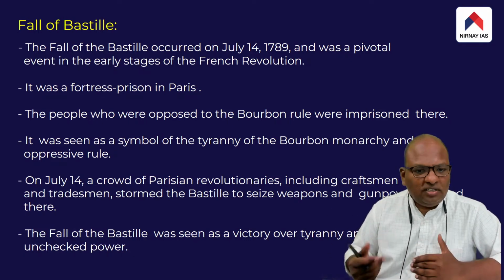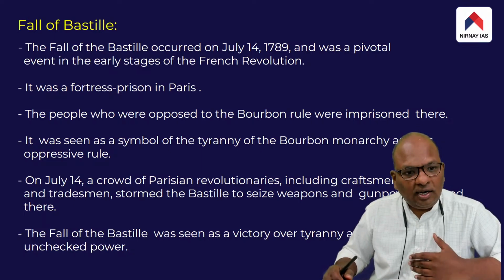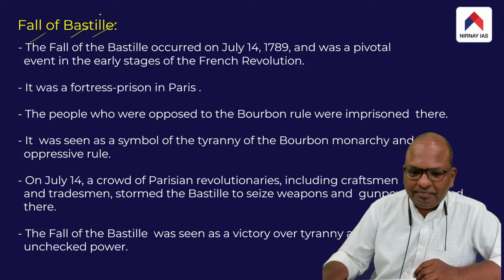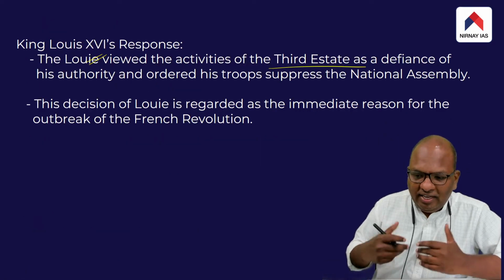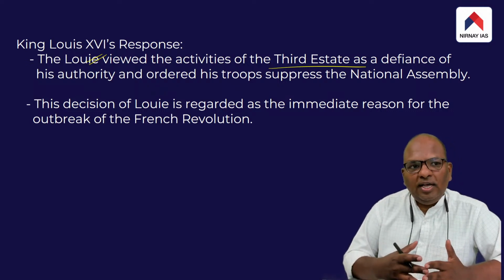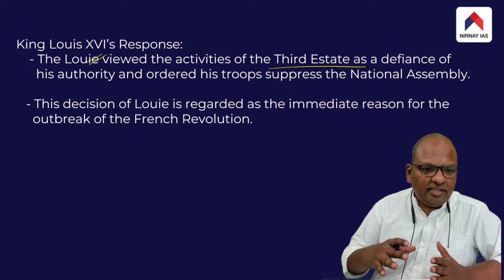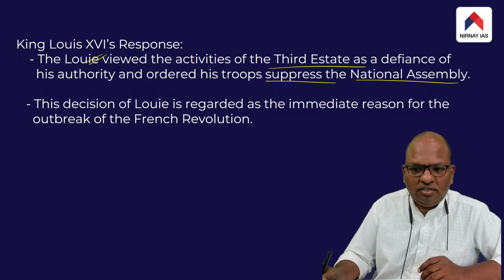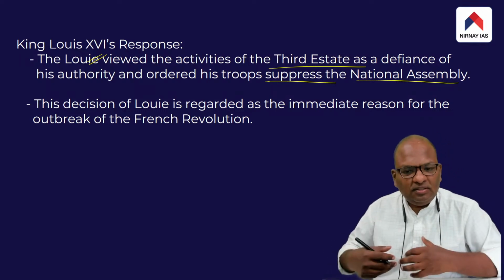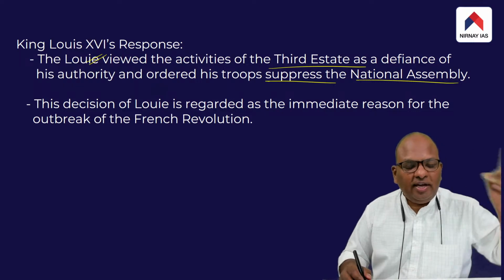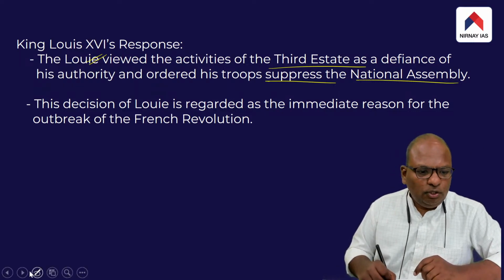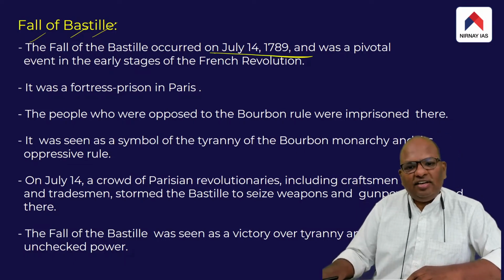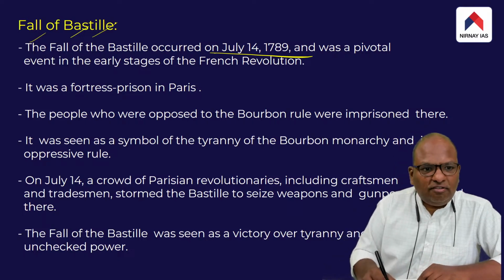The members of the Third Estate, in retaliation, rose in rebellion against the king. The point is, when the king ordered his troops to suppress the National Assembly or the members of the Third Estate, they in turn decided to revolt against the king. Get the point? So the actual rebellion happened on July 14, 1789. We call this the fall of Bastille.